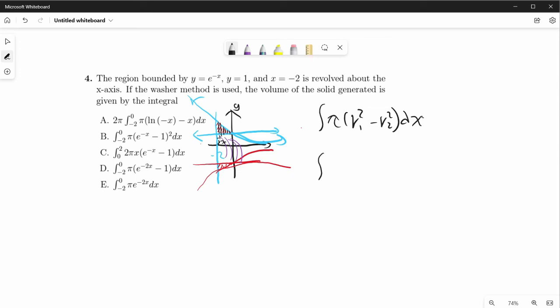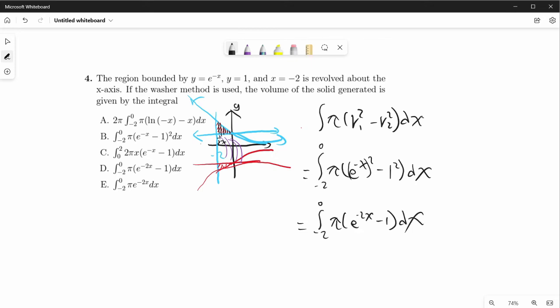So we can plug in, right? We'll have pi r1, the bigger r would be the exponential in this case. So using e to the negative x squared minus 1 squared dx. And the boundary integral, right, from negative 2 to 0. Right, simplify a little. Pi e to the negative 2x minus 1. This case would be option D.